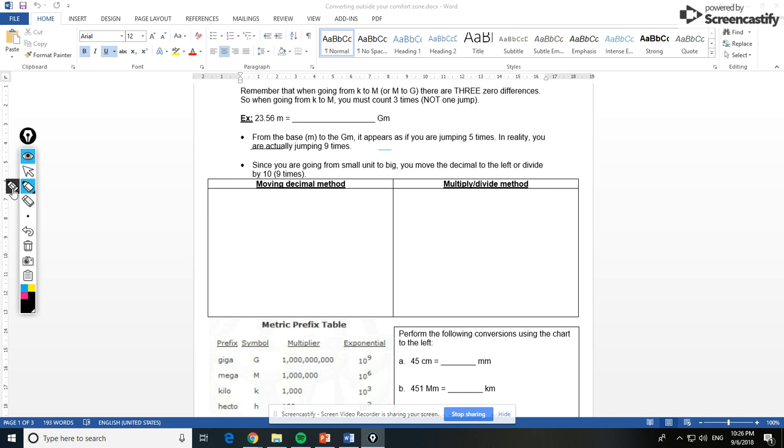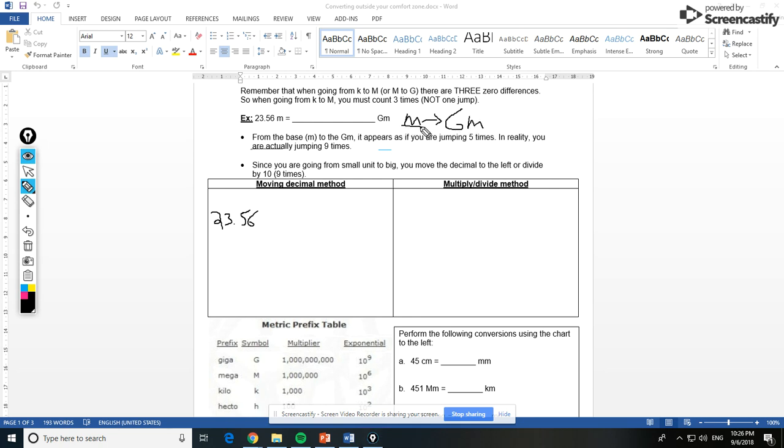So let's get our pencil back. So we have the moving the decimal method, 23.56 meters. Since we're going from meters to gigameters, we need to figure out if we're moving to the right or to the left, based on if we're going from small to big or big to small.